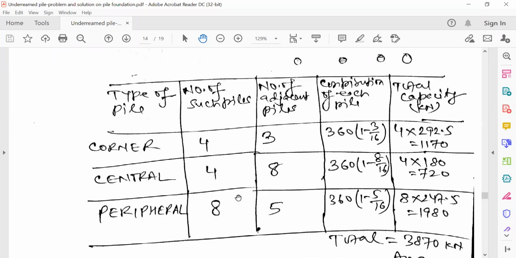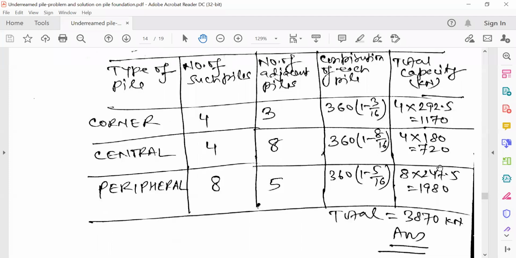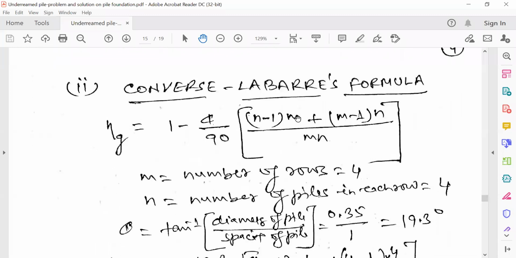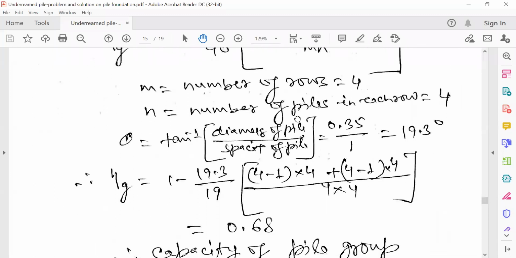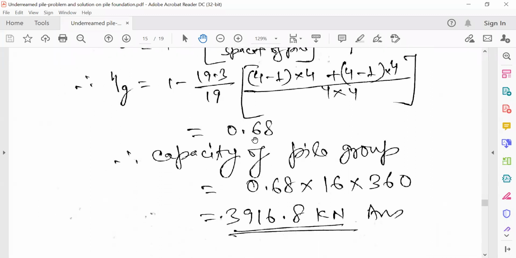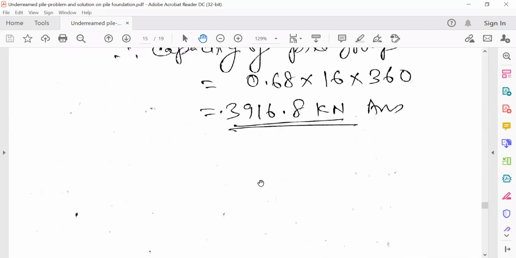So all like that you have to write, and then you have to find out how much one pile is going to take the load, and multiply by the total number of piles. Then you will get the total ultimate load. आप इसे भी निकाल सकते हैं. अगर सिमिलरली कन्वर्स लबारे का भी हमने यूज किया है. सो दी n, m की वैल्यू, थीटा की वैल्यू आप निकाल करके, और Qg की वैल्यू कैपेसिटी ऑफ पाइल ग्रुप्स से नंबर ऑफ पाइल्स मल्टीप्लाई बाय इफिशिएंसी इनटू लोड टेकन बाय द वन पाइल, इससे निकाल दीजिए आप.